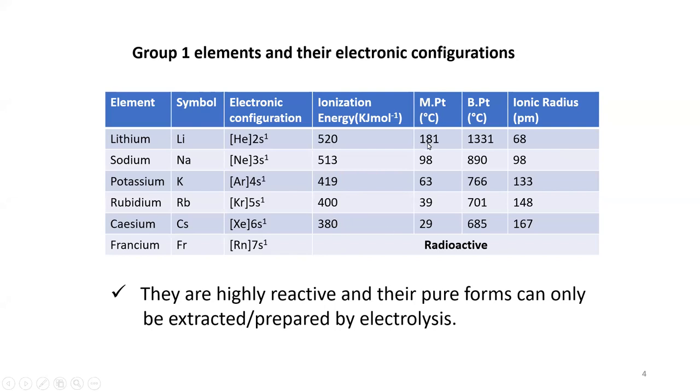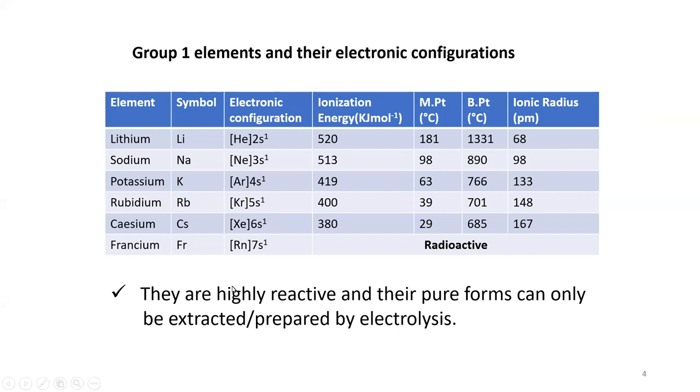Then the melting and boiling point reduces down the group. Why? Because lithium is closest to the nucleus, so it is held tightly to the nucleus. That is why lithium has the highest melting and boiling point. Though it's less metallic, because it's closer to the nucleus, the forces holding it together are very strong. So the melting point of group one elements decreases down the group, likewise the boiling point. The ionic radius, of course, increases down the group because the atoms are getting bigger.